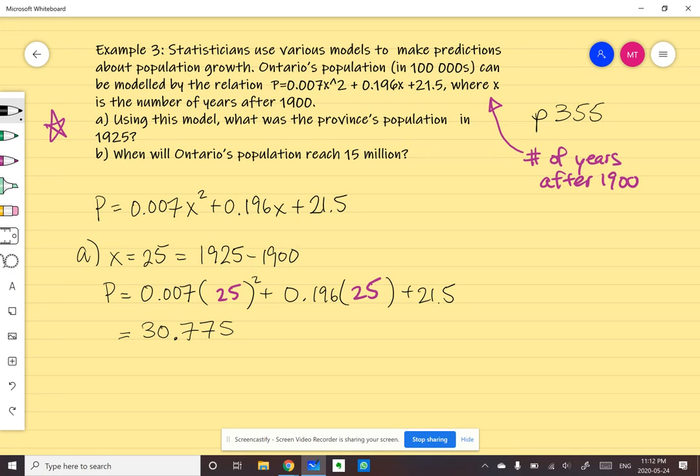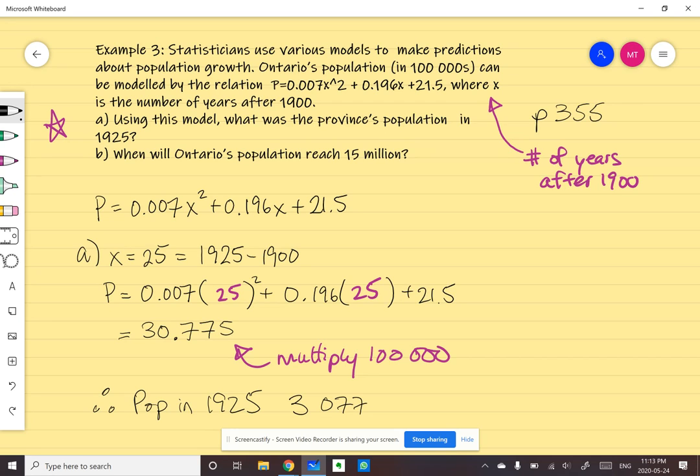30.775. Now, remember that the population is being expressed in 100,000s. So we have to multiply this by 100,000. So the actual population in 1925, if I multiply these two numbers, will be 3,077,500 people at that time. So that's part A.